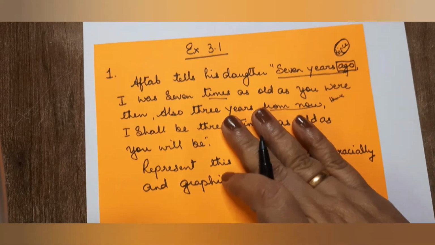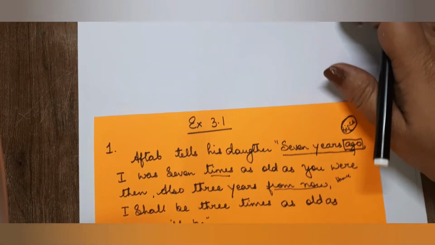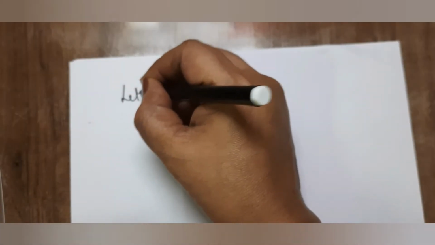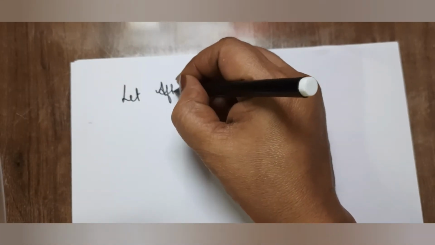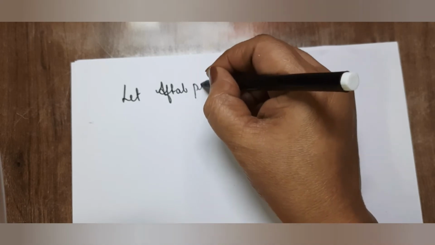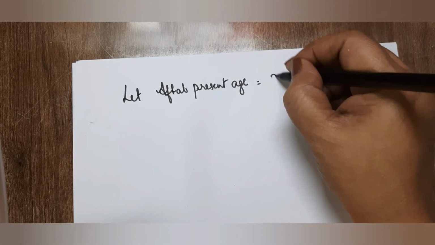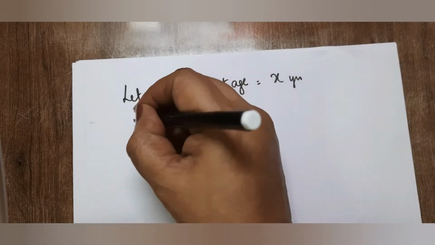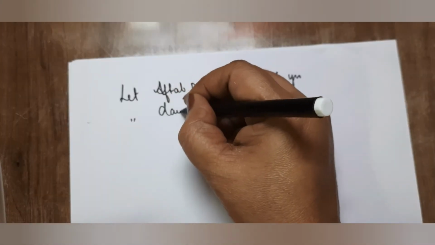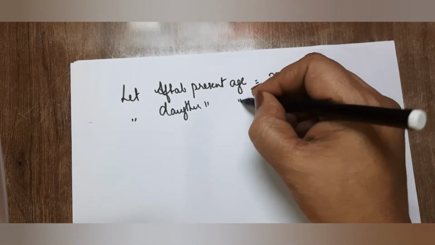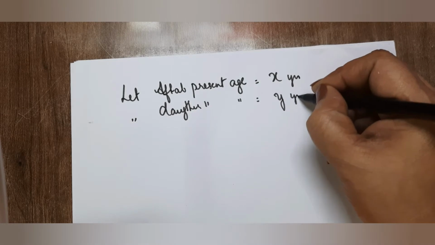So here there are two people, Aftab and daughter. First we'll start with, let Aftab's present age be x years. Then let Aftab's daughter's present age be y years.